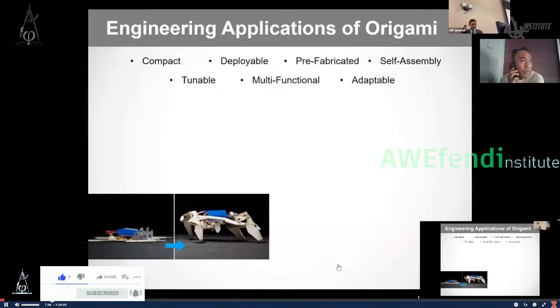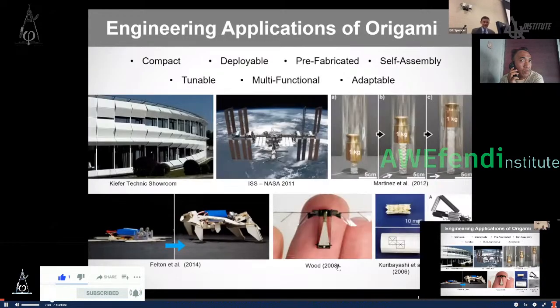But now, coming to engineering, when we talk about engineering, some of the words that come to mind are compact, deployable, prefabricated, self-assembly, tunable, multifunctional, adaptable, and many of those relate to applications in civil engineering and other applications, robotics, biomedical field, and so on.